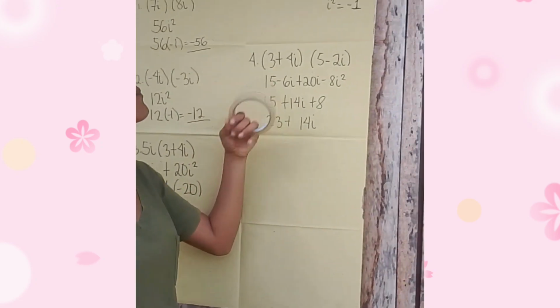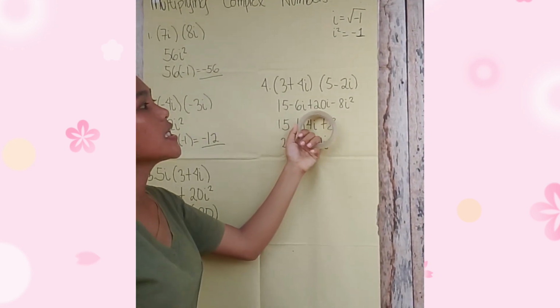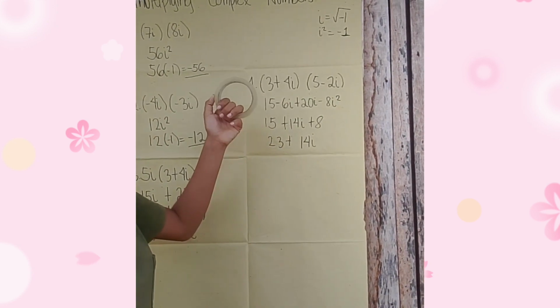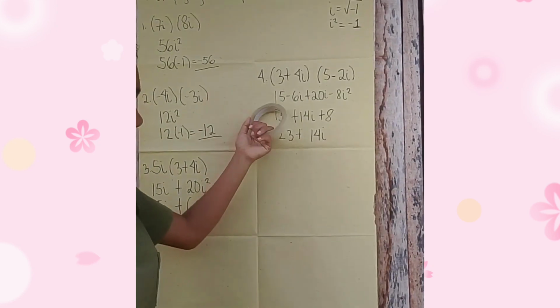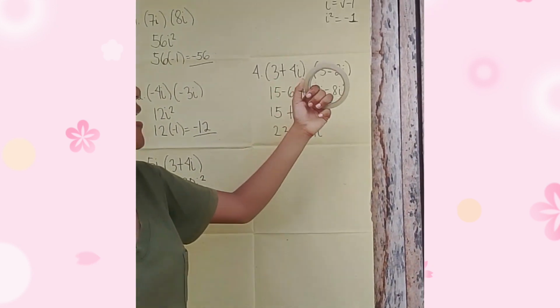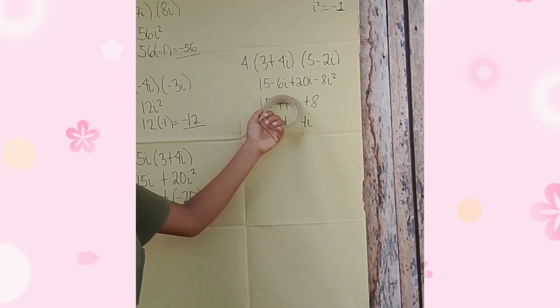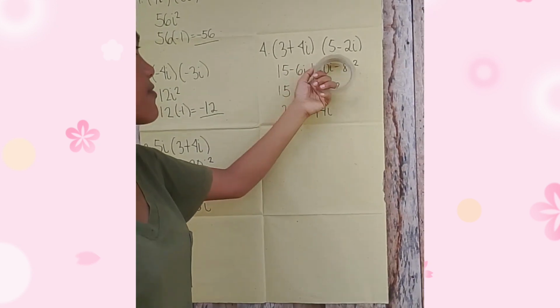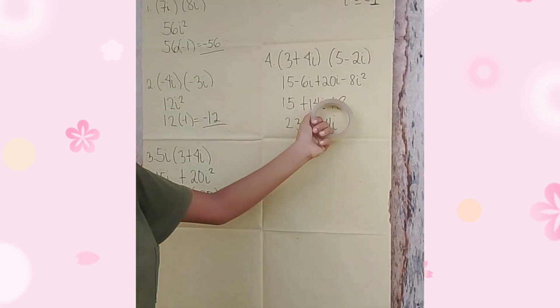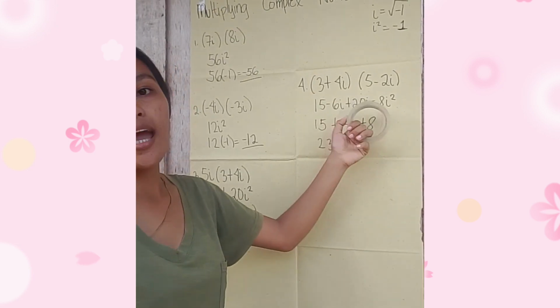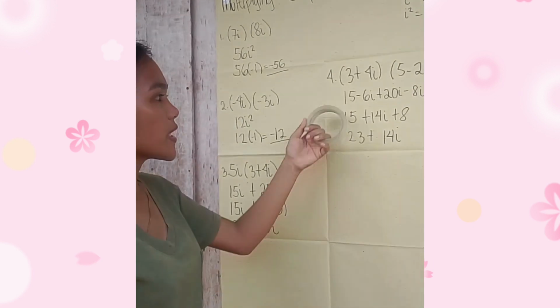So number 4, 3 plus 4i times 5 minus 2i. So 3 times 5 is 15. 3 times negative 2i is negative 6i. Then 4i times 5 is 20i. Then 4i times negative 2i, we have negative 8i squared. So bring down 15.